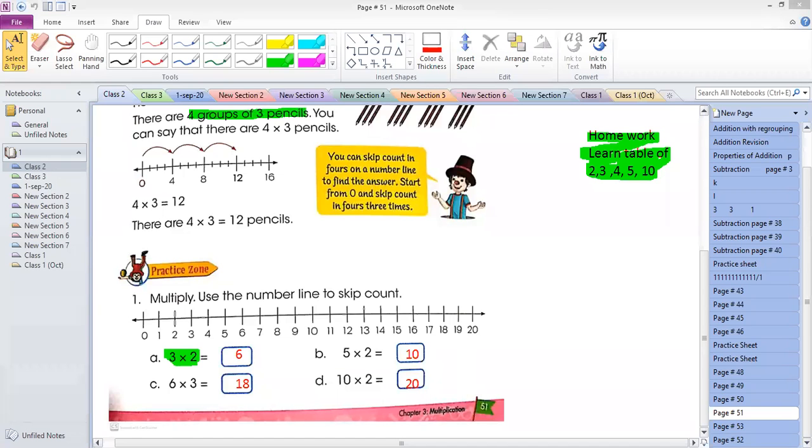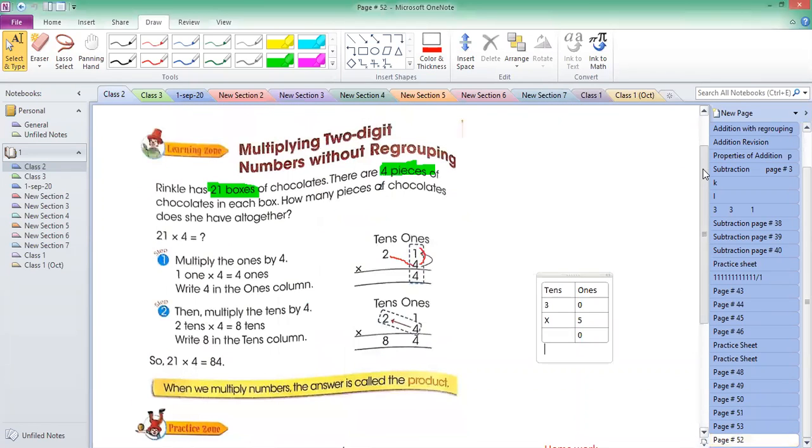So all of you, welcome to lesson number 32 for grade 2 mathematics. We completed page number 52 yesterday, and we learned about multiplying two-digit numbers by a single digit without regrouping. What we learned is that whenever we have a two-digit number and we are multiplying by a single digit, we have to multiply the ones first, like 21 multiplied by 4 here.